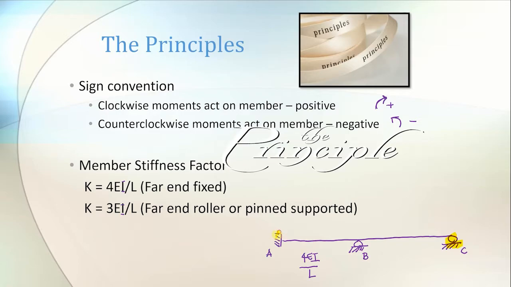Tengok this one, so this one yang A ke B you tengok dekat A, and B ke C you tengok dekat C, dekat luar, far end. Jadi this is roller, therefore for this one the stiffness factor is 3EI over L, because it says here 3EI over L when far end is roller or pin support. This one is roller support.